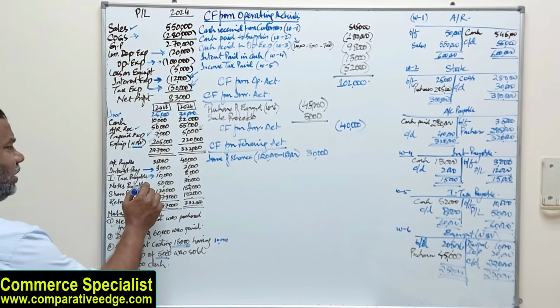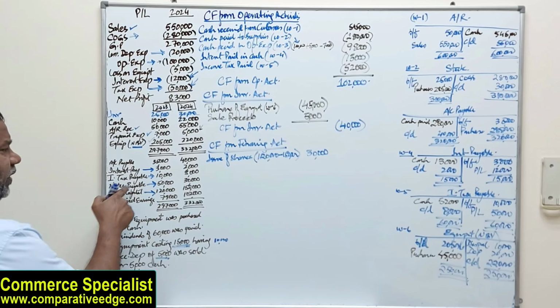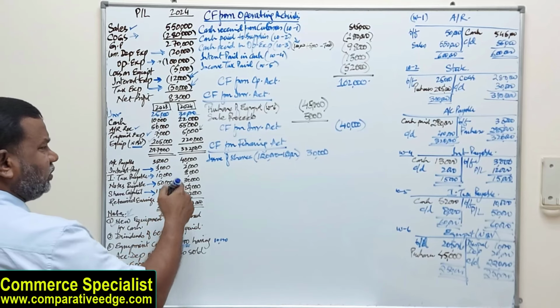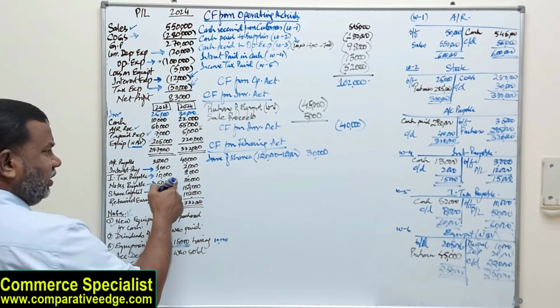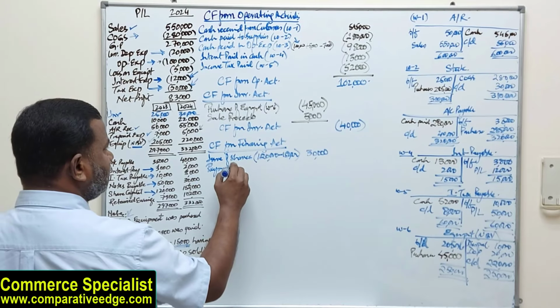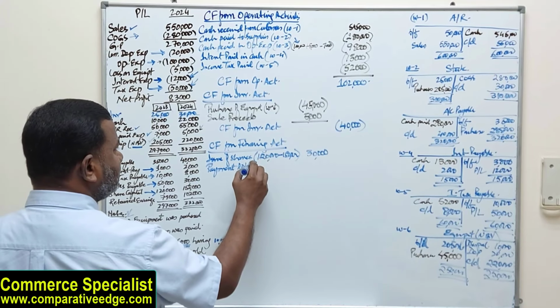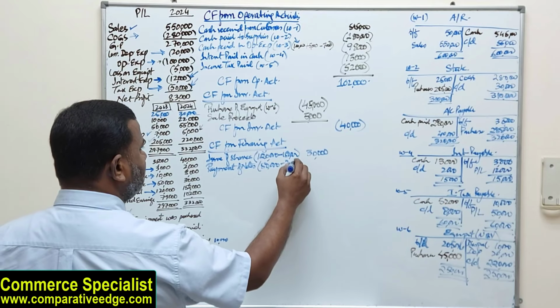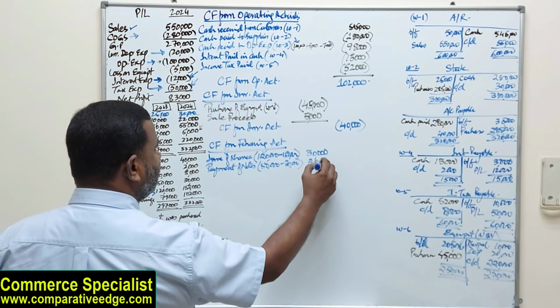Likewise, the next thing you look at is the long-term liability, notes payable. From 50, it's becoming 30. That means we are paying the notes. That's why the liability is decreasing. So we can say payment of notes. From 50, it became 30,000. That means we have paid 20,000.